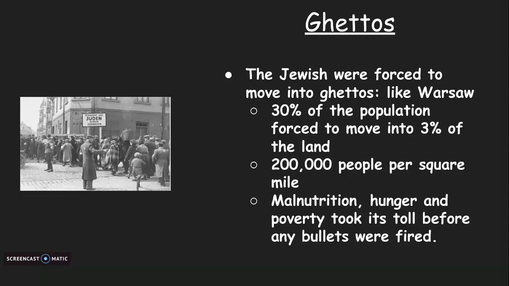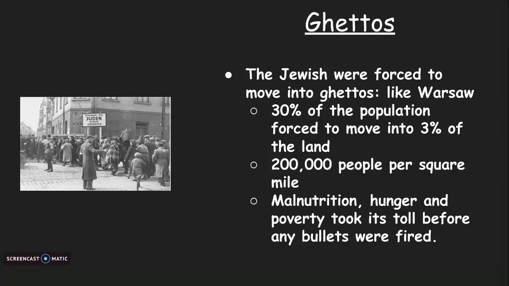So it says here that 30% of the population was forced to move into 3% of the land. What that wound up being was about 200,000 people per square mile. That is a lot of people per square mile. I mean, we can do it today because we have cities, right? You look at the image here, you have a building so you can move up, right? You don't necessarily have to spread out.